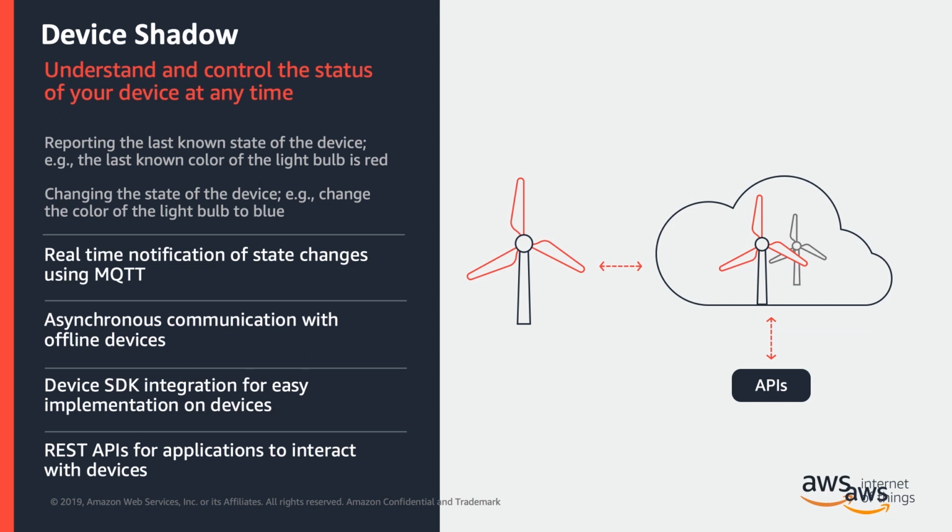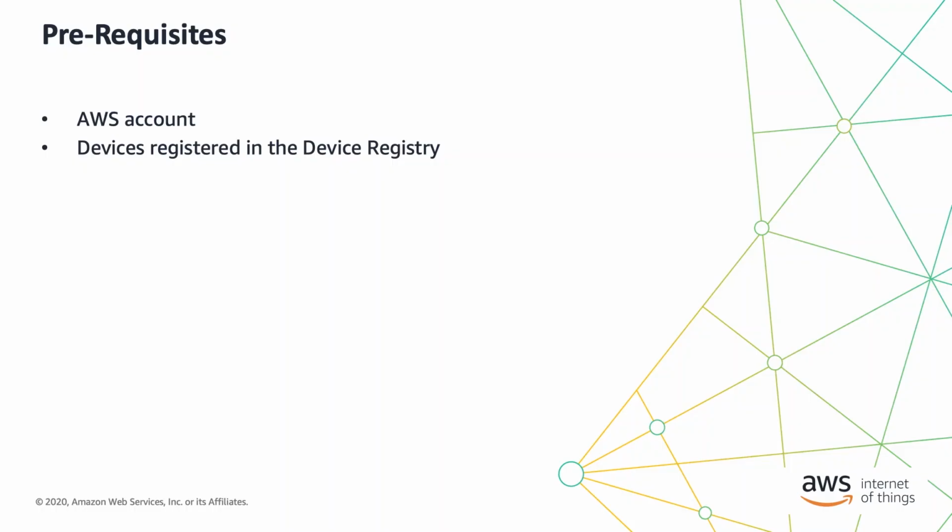The device shadow makes it easier to build applications that interact with your devices by providing always available REST APIs. Your application can set the desired future state of a device without accounting for the device's current state and command the device to make up any difference.